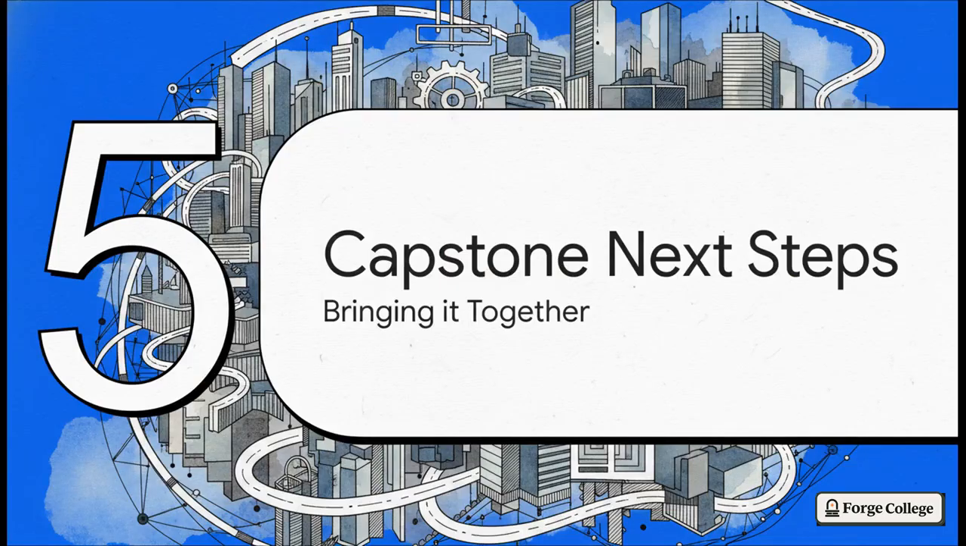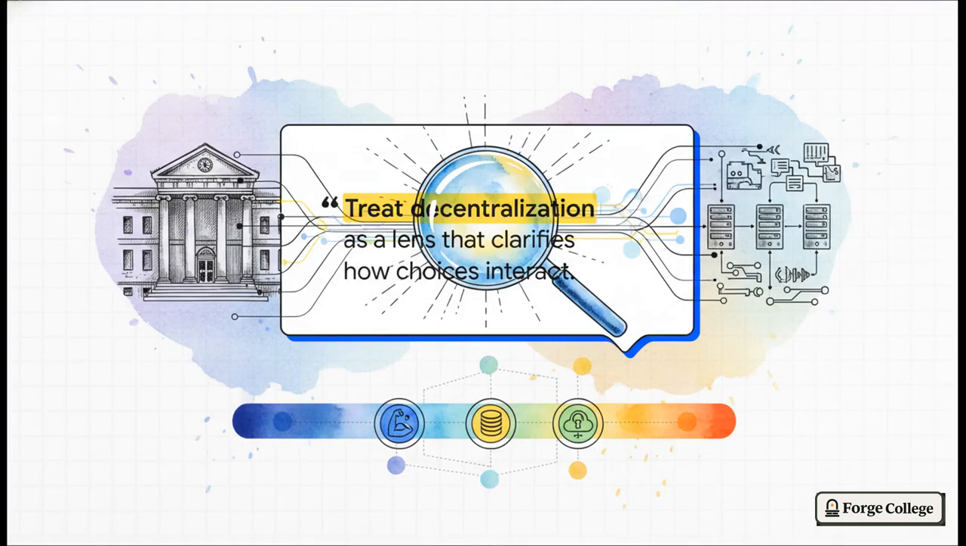Section 5, your capstone next steps. Bringing it all together. Okay, so we've built the framework and we've walked the city districts. Now it's time to bring it all together. If there is one core takeaway from this entire architectural review, it's this. Treat decentralization as a lens that clarifies how institutional and technical choices interact, rather than a single binary attribute. Decentralization isn't just a buzzword, and it definitely isn't a simple on-off switch. It's a vast spectrum of design choices that dictate power, economics, and data control.